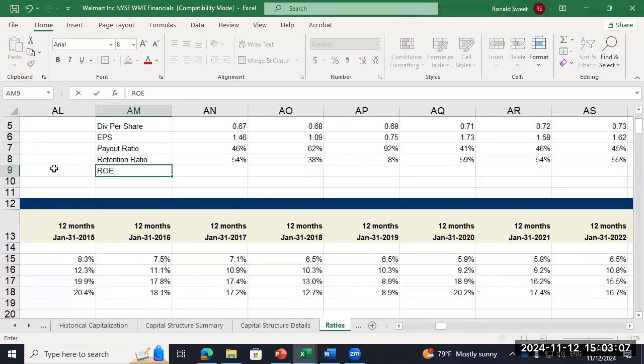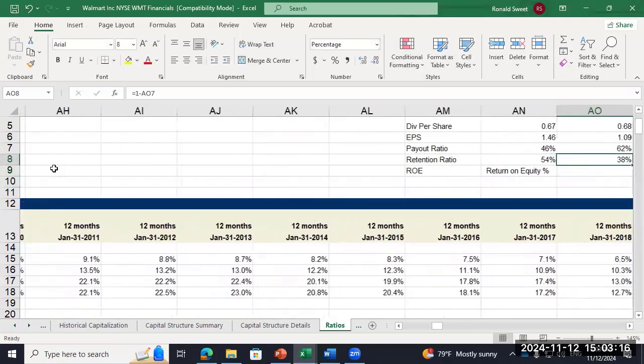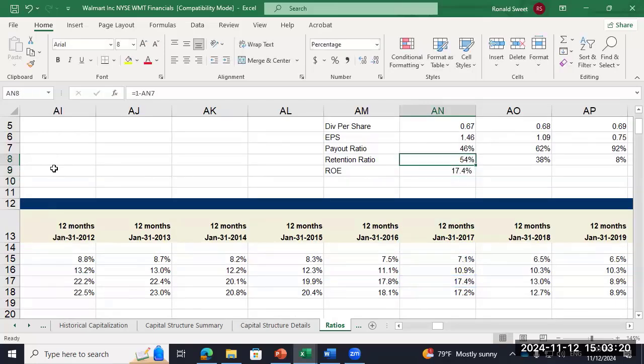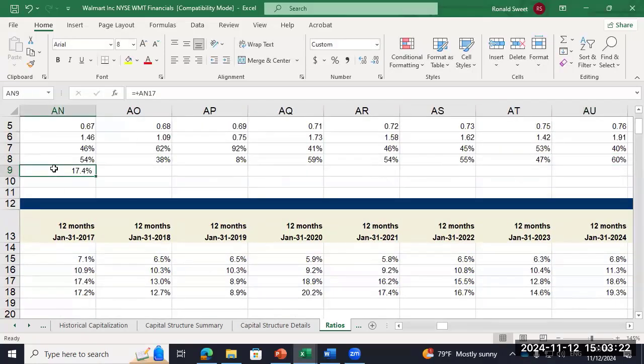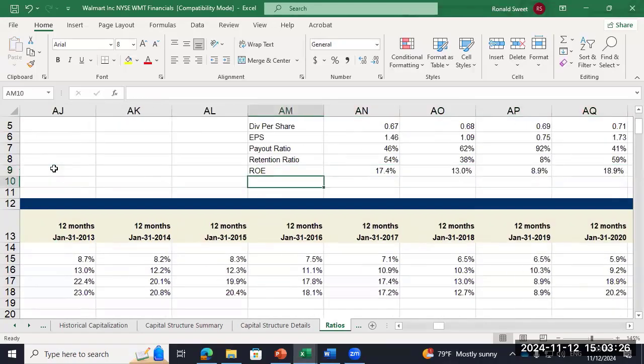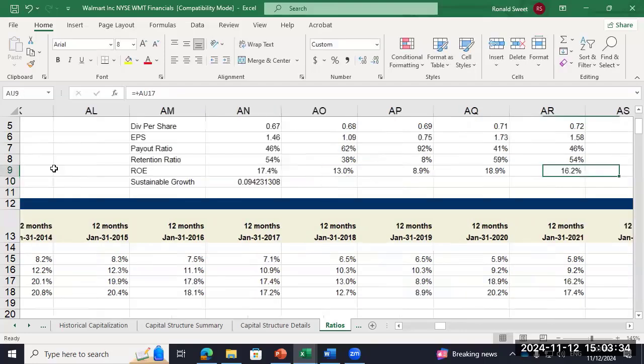And our ROE is line 17. Here's your ROE. And so your sustainable growth is just ROE times your retention ratio.